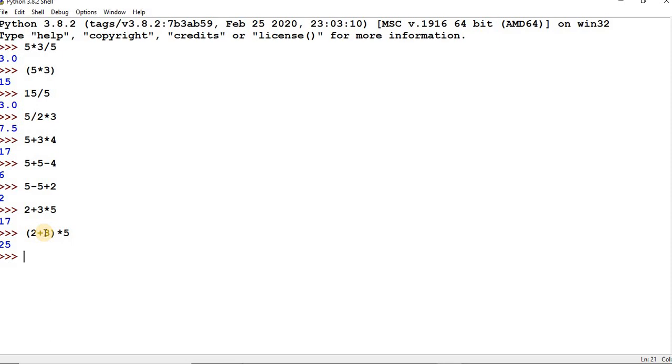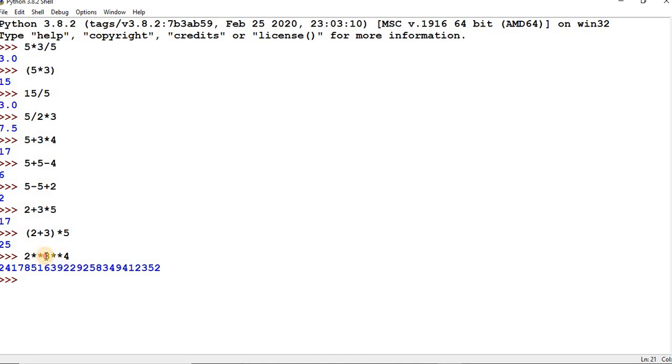So always it is evaluated from left to right. But look at here, I am using the exponentiation operator. Look at the result. This number is generated by this expression. So how is it generated?